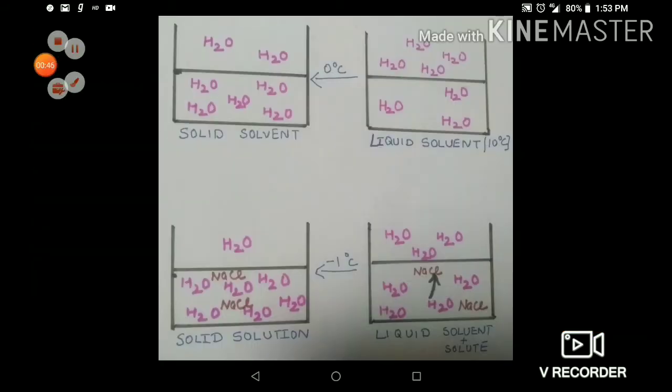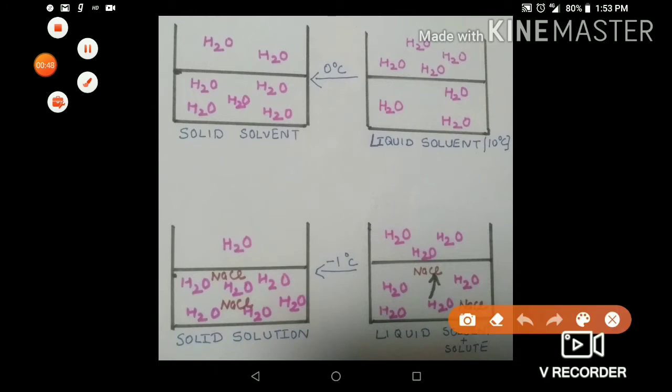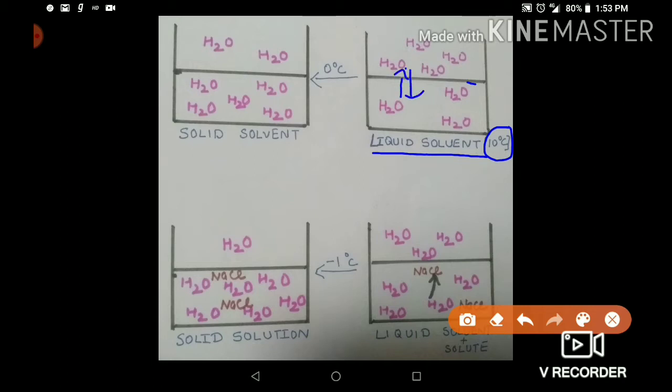So here I have taken two beakers on the top. On the right hand side I am showing the liquid solvent only, that is, I have taken pure water at a temperature of 10 degrees Celsius. In my above example, pure water will evaporate at normal 10 degrees Celsius and there will be some vapors in equilibrium. So these are the four vapors which are in equilibrium with the water solvent.